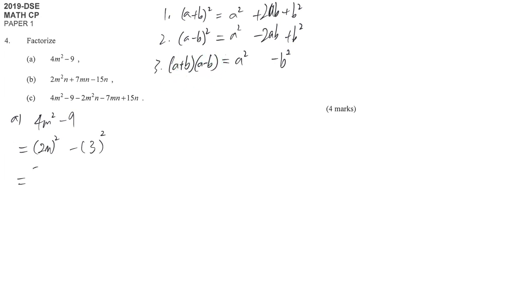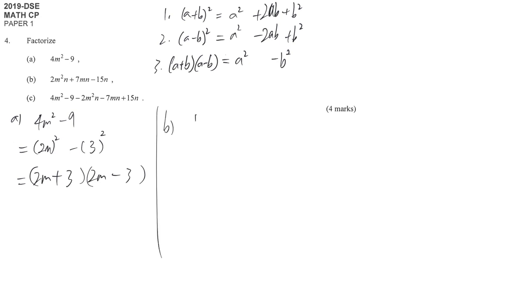It should be a bracket times a bracket. Something plus something, something minus something. Then you fill in the blank. I strongly suggest you to write in this order, but not just from left and right. Nothing we can do next, so we finish part A.